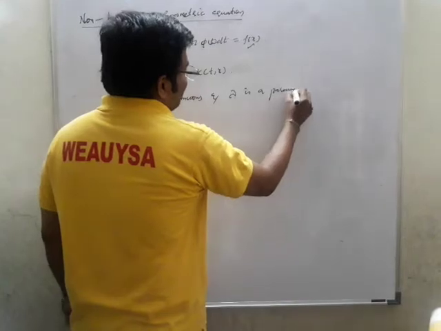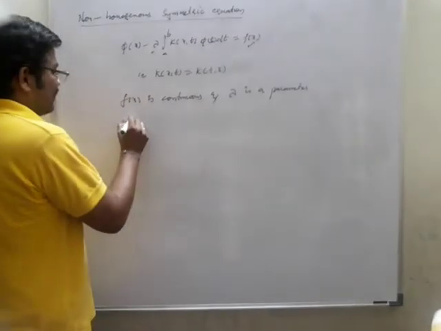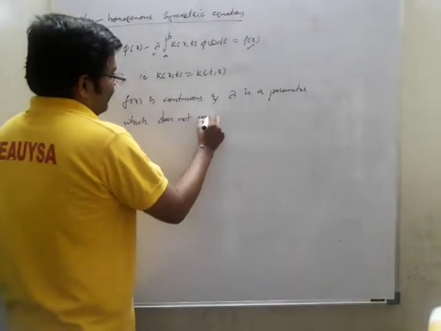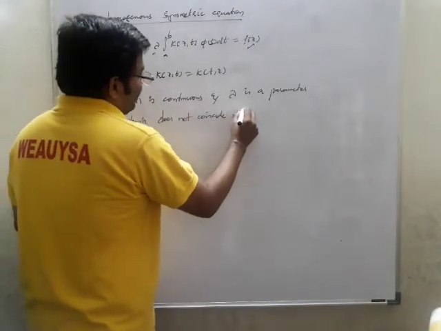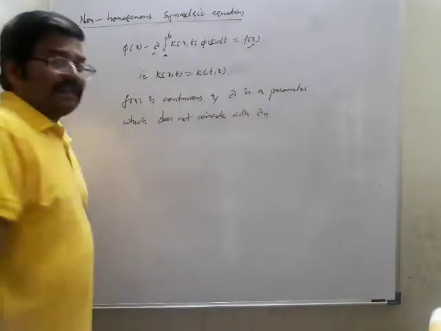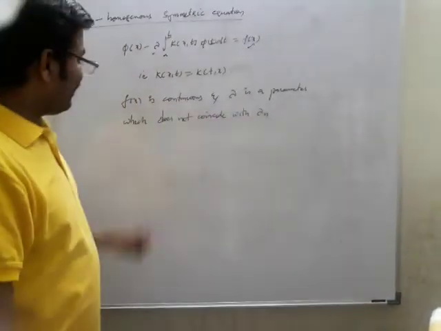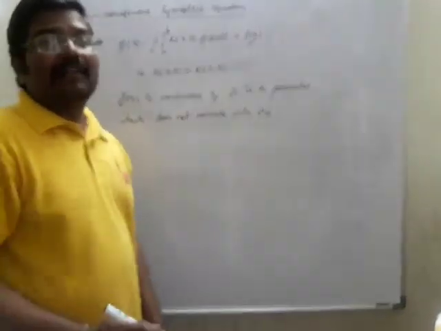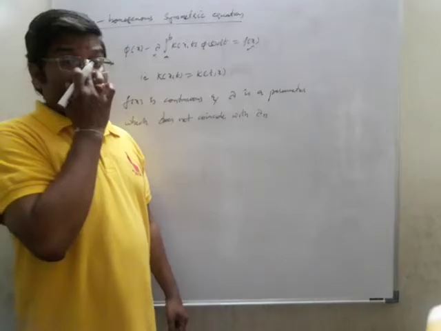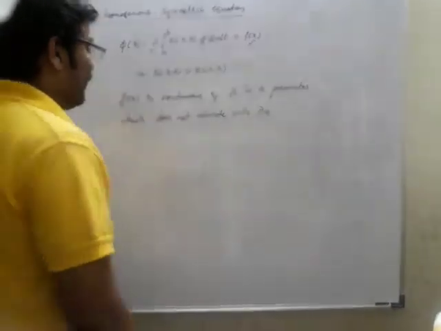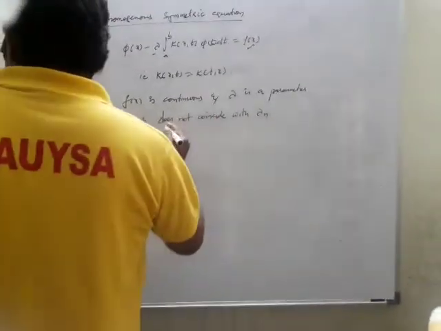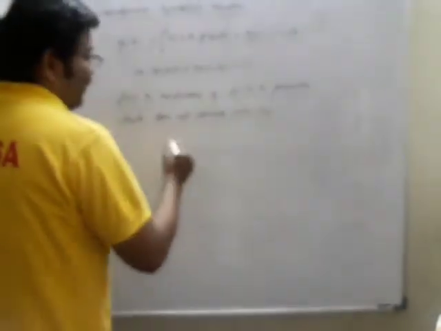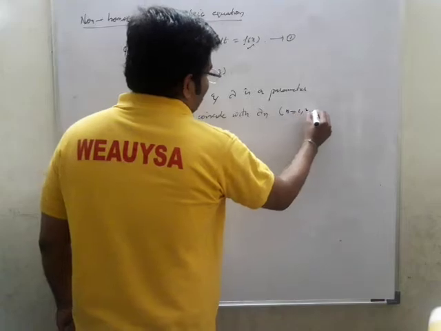Lambda is a parameter such that it does not coincide with lambda n. Lambda n is nothing but all the eigen values. If it does not coincide with lambda n, then let us suppose this is equation 1. Now lambda n, where n is equal to 1, 2 and so on.